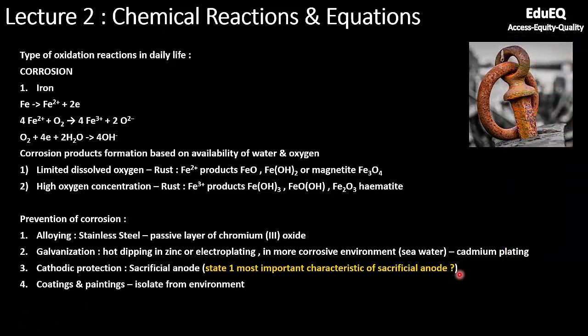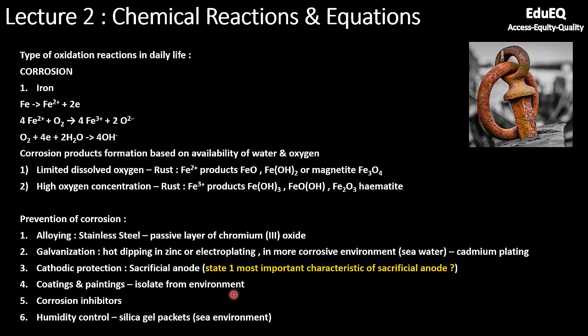Coming to more ways, of course you can do some coatings and paintings which will isolate the metal from the corrosive environment. You can also add corrosion inhibitors which will slow down the rate of corrosion. Finally, if you are in a very high humidity environment, for example the sea, where the relative humidity is much higher than what normally exists, you can use silica gel packets. Silica is a desiccant, it will absorb all the moisture and reduce the rate of corrosion.